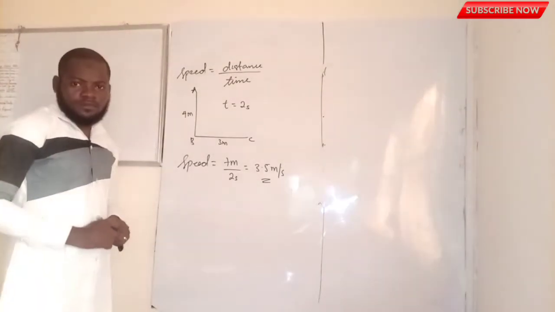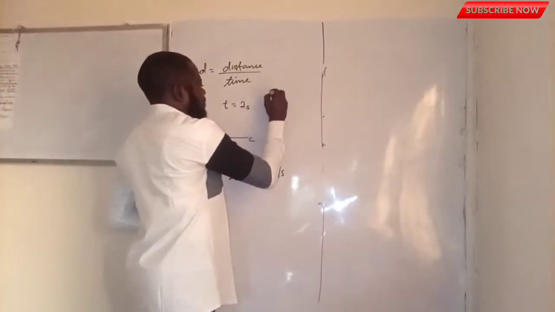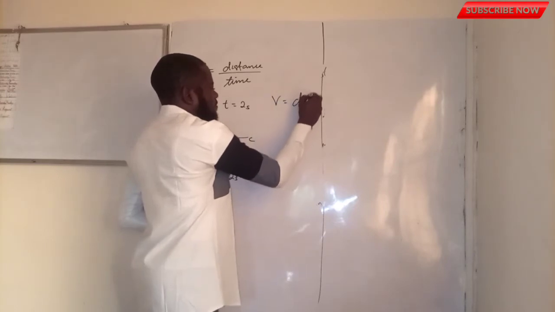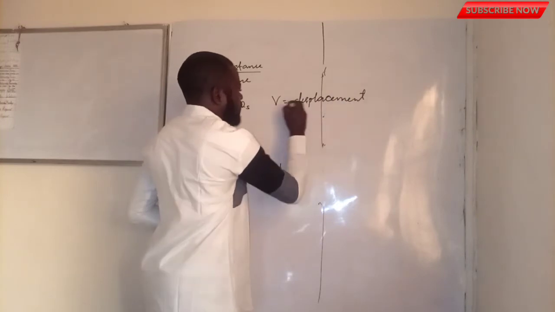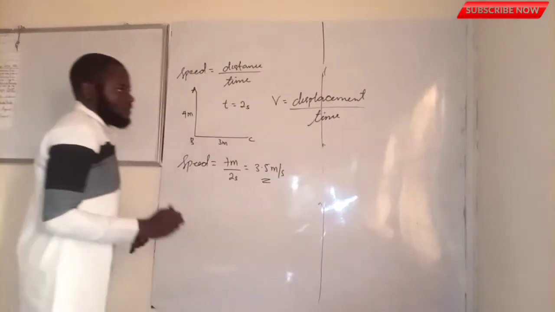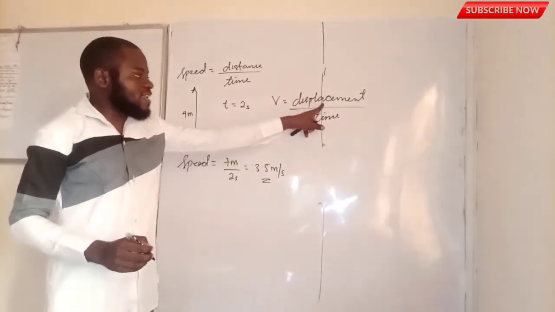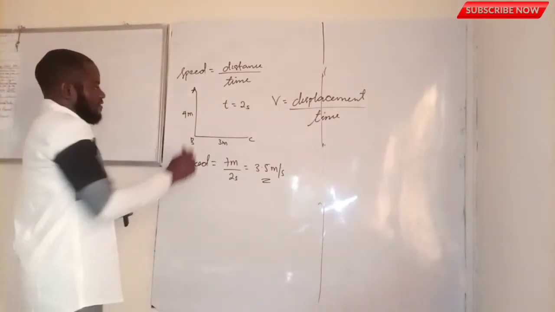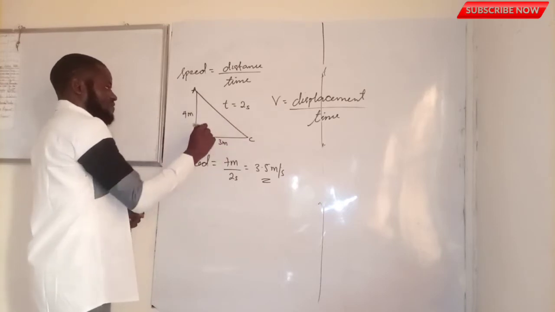Now, what will happen to the velocity of the body? Velocity is going to be the rate of change of what? Displacement. That is displacement over what? Over time. So it means this will be the case.